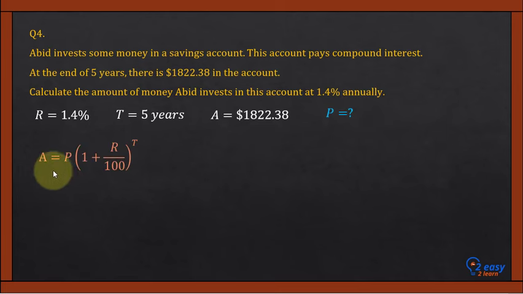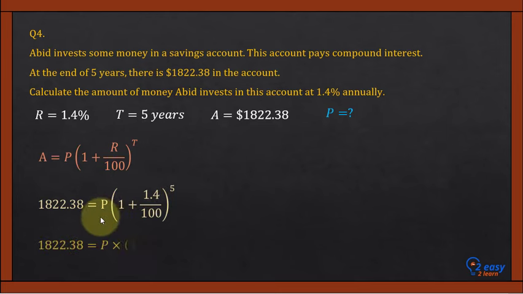The compound interest formula is A is equal to P times (1 plus R over 100) to the power T. Plug in all these values in this formula. So A is 1822.38, P we have to calculate, R is 1.4 and time is 5. Now use your calculator to find this bracket. So 1822.38 is equal to P times 1.014 to the power 5.